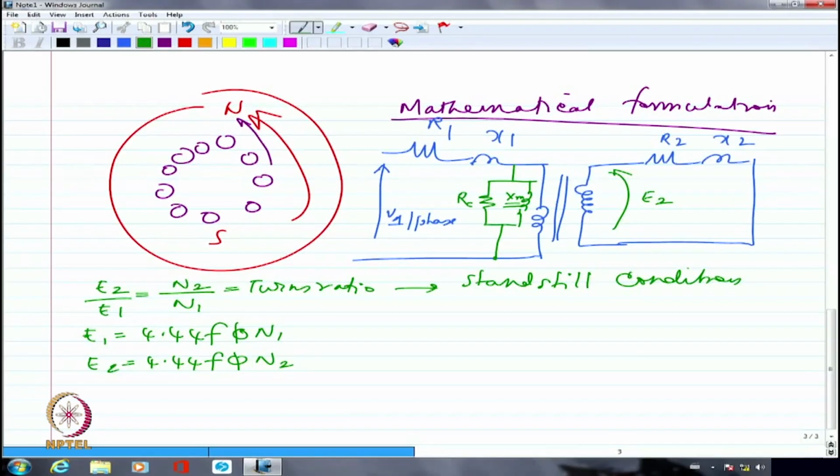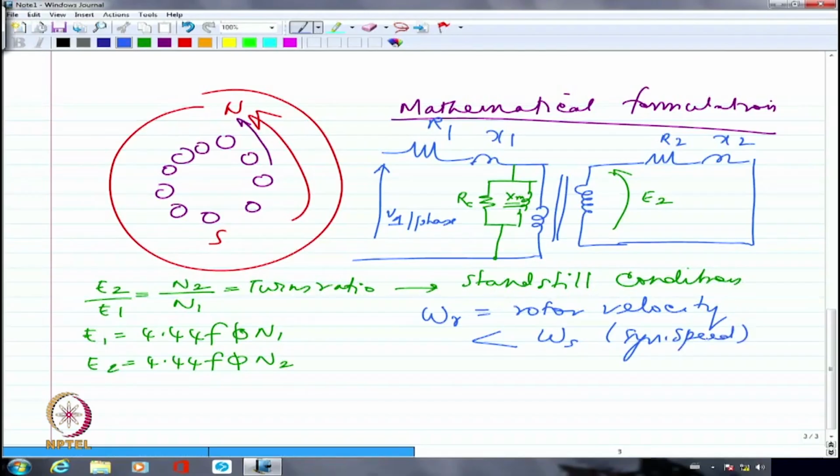It has started rotating. Once it starts rotating, I told you that omega r is the rotor velocity. So the rotor velocity is going to be less than omega s, or the synchronous speed. Right? So we introduce one important term which we use repeatedly in induction motors, called slip.